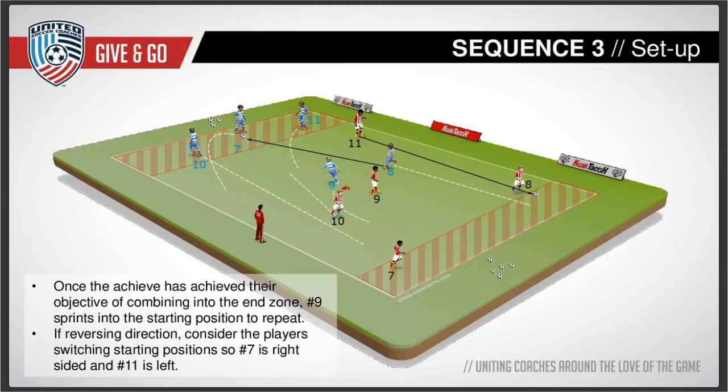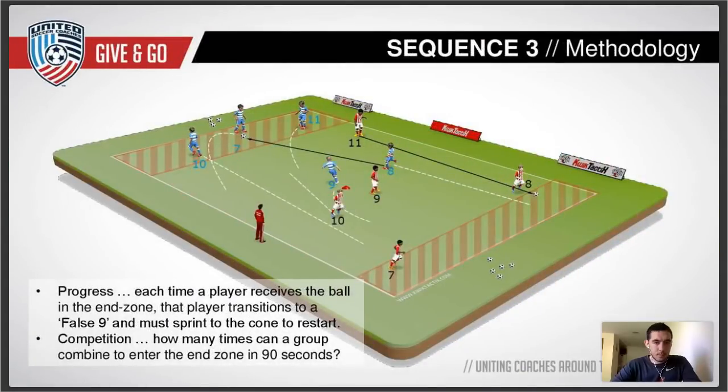And again, as that ball's transitioned in, the number 11, number 10, number 7 all have to get in the end zone in order to restart, and then the 9 restarts on the cone. So, Ellis, let's talk about what you see on the final sequence 3. Sure. So essentially now we're looking for quick transitions into the end zone with all players culminating in the end zone and finishing there. While this happens, for example, we have the 8 being played in here on that long ball in.